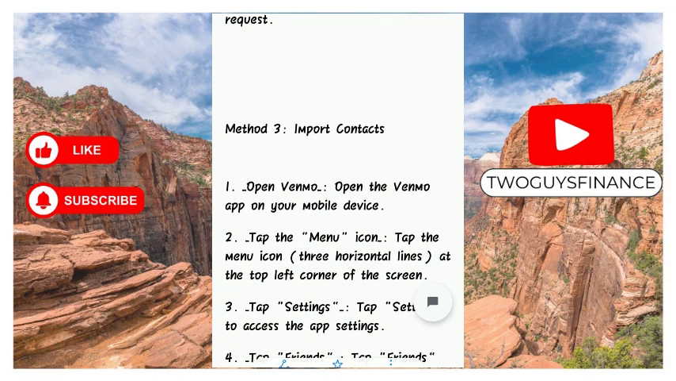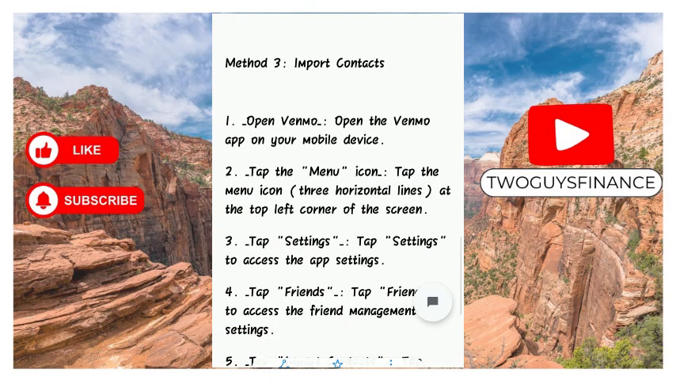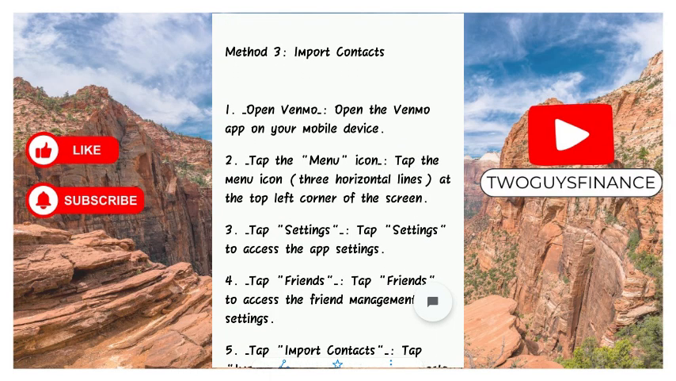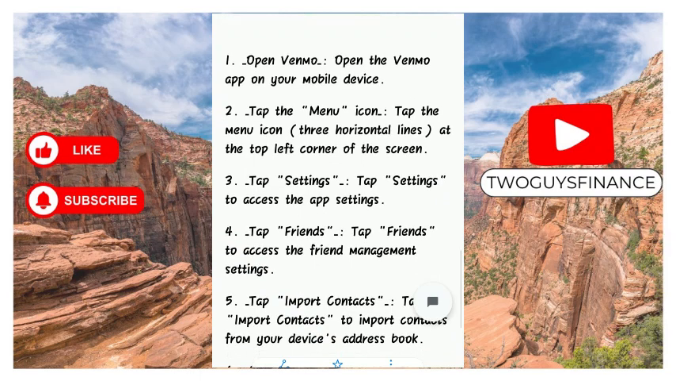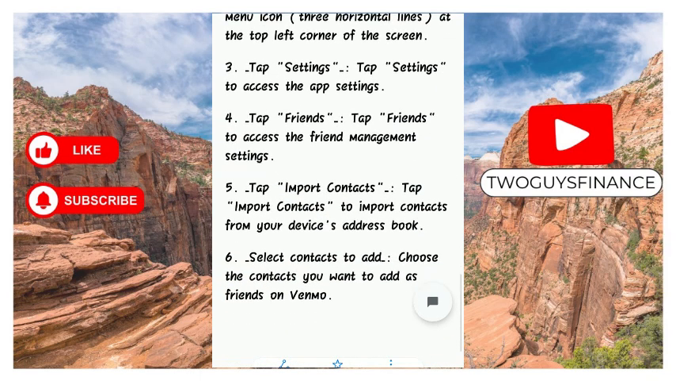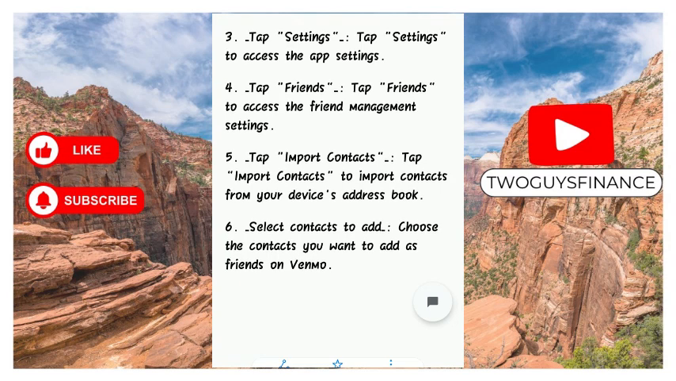Now the third method is to import contacts. How you want to do that is to first open the Venmo app on your mobile device, and then just tap the menu icon at the top left corner of the screen, and now tap settings to access the app settings, and then tap friends to access the friend management setting, and now tap import contacts to import contacts from your device address book, and now just choose the contact that you want to add as friends on Venmo.